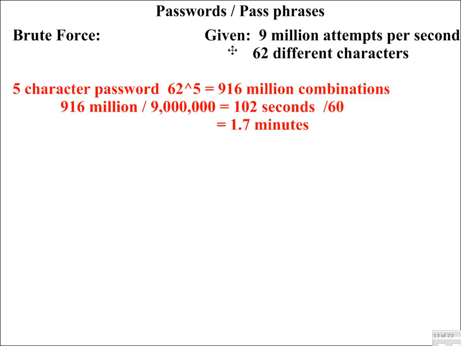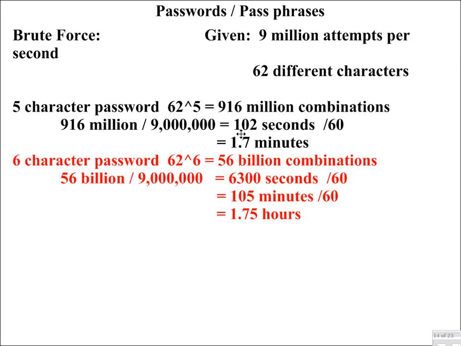If you have a 5-character password that are just random characters and not a word, the way you figure out how many combinations you have is you take 62 and it's raised to the 5th power, or 62 times 62 times 62 times 62 times 62, and you wind up with 916 million combinations. You take that, you divide it by 9 million, and you get 102 seconds or 1.7 minutes to crack any 5-letter password using that character set that we're talking about.